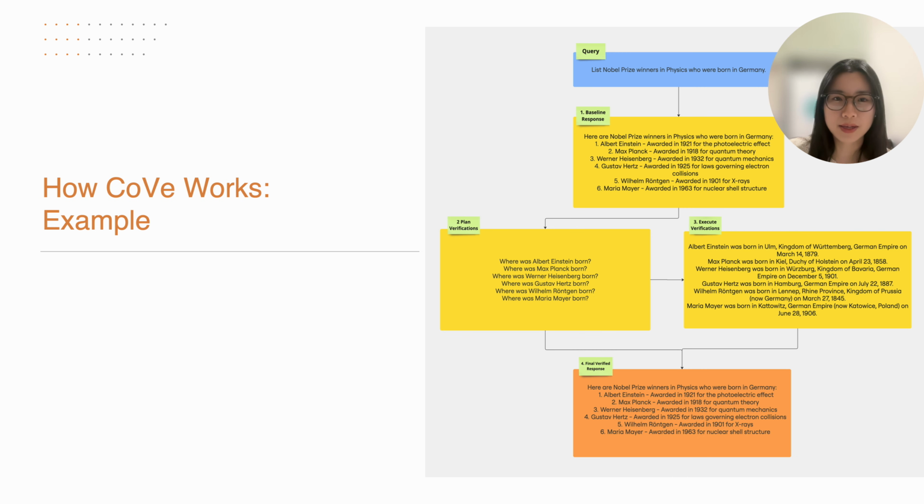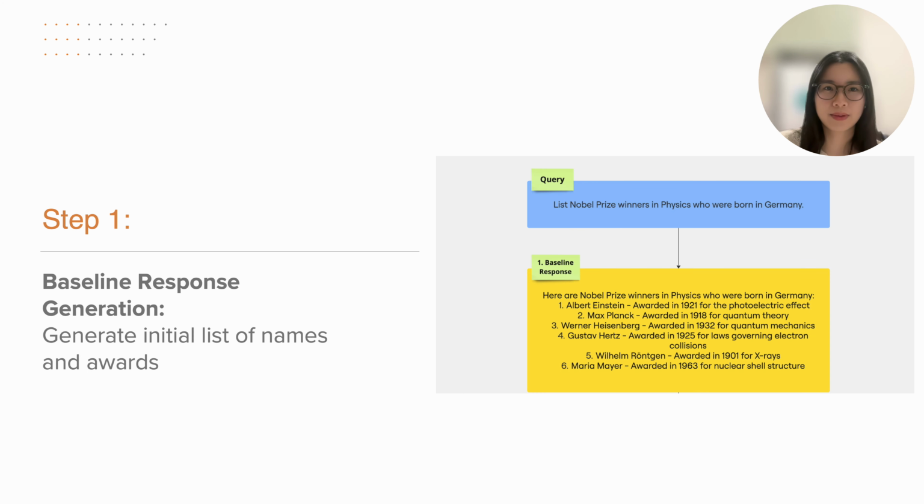Let's look at a concrete example of how this works. Here we have a query asking for Nobel Prize winners in physics who were born in Germany. In this example, the model first generated a list of Nobel Prize winners in physics who were supposedly born in Germany. However, we can't simply trust this output as it may contain inaccuracies. In this first step, the model generates the preliminary answer. This is just the initial draft, and we can't yet trust its accuracy.